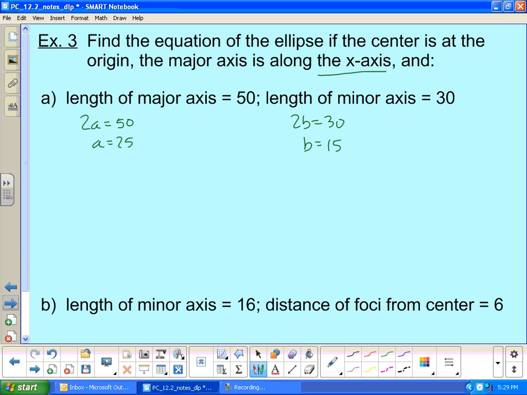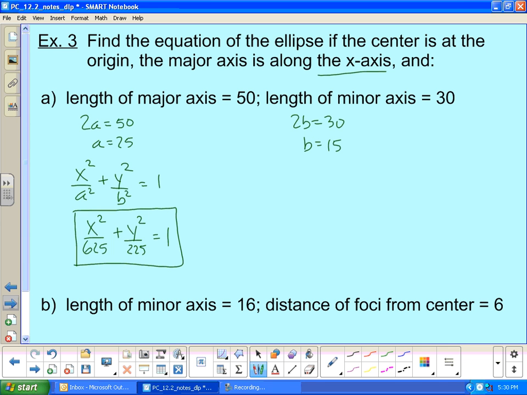Then we know the major axis is the x, and so we're going to have a setup of x squared over a squared plus y squared over b squared equals 1. Plugging everything in, we have 25 squared is 625, and 15 squared is 225. That would be the equation for A.